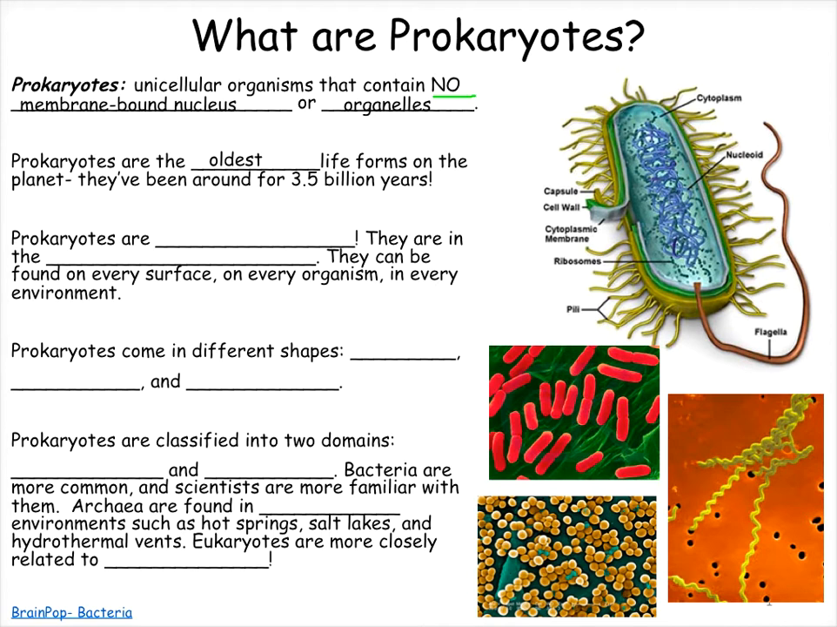So if prokaryotes are so simple, why do we care so much about them? Well, first of all, prokaryotes are everywhere. This includes in our air, in the soil, in our water. Essentially, prokaryotes can be found on every surface, on every organism, and in every environment on Earth.